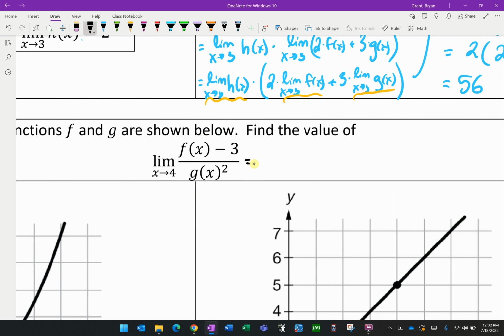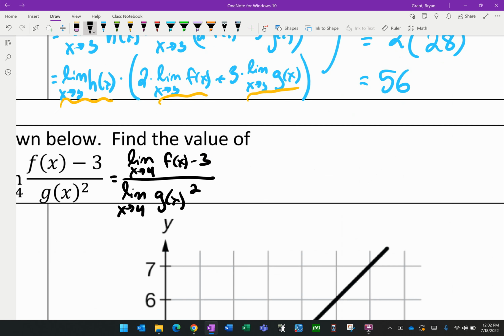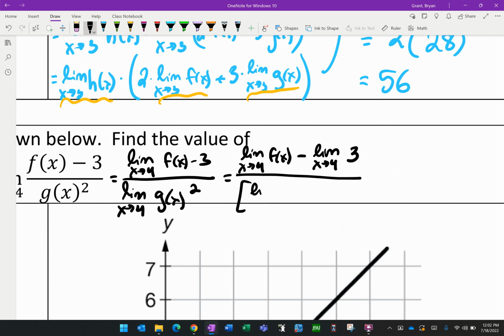Right? One piece we can certainly do is the limit as x approaches 4 of f of x minus 3, and divide that by the limit as x approaches 4 of g of x squared. Now these are the graphs of f and g, and we still have an extra minus 3 and a square, so I think we can go even further. The limit as x approaches 4 of f of x minus the limit as x approaches 4 of 3. Right? We split this into two different limits, and then we can divide this by the limit as x approaches 4 of g of x, whatever that is, we square it.